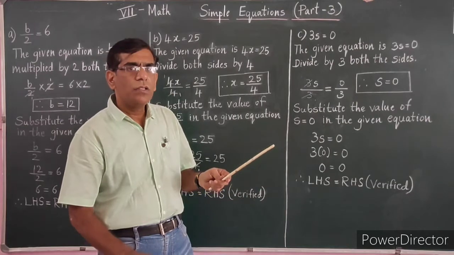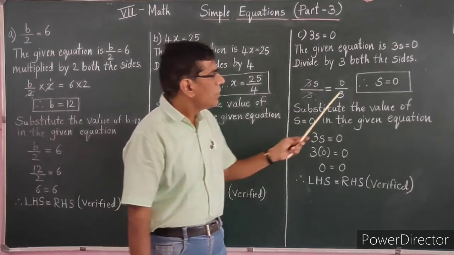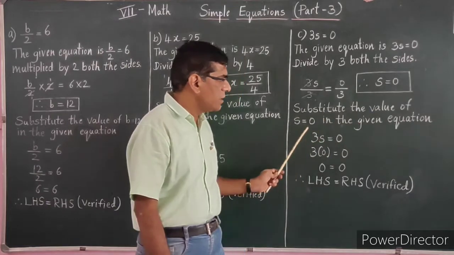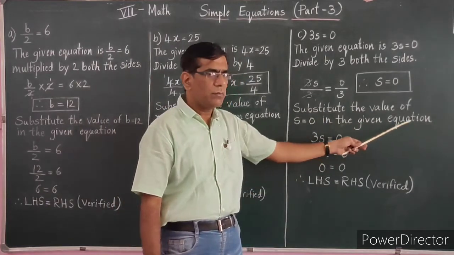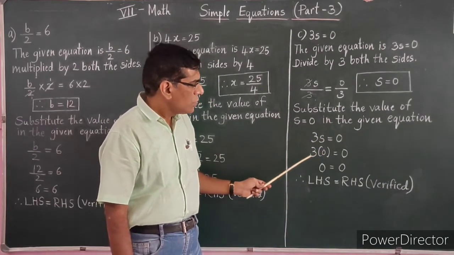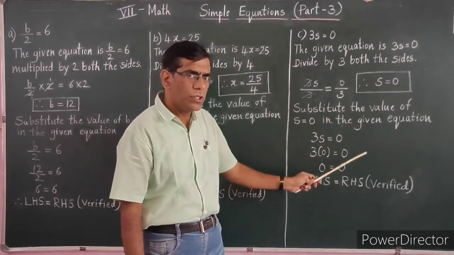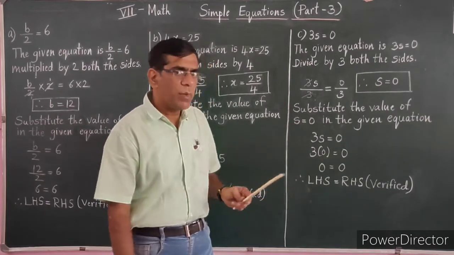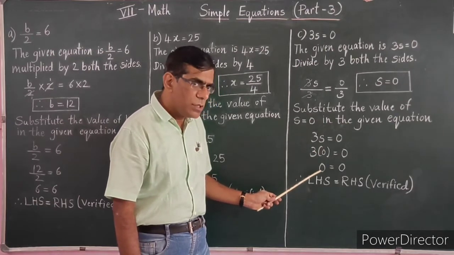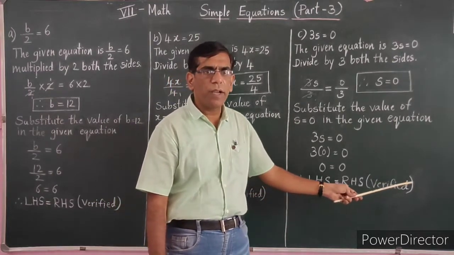Children, we know that 0 divided by any number is 0. Therefore, s is equal to 0. Substitute the value of s equal to 0 in the given equation 3s is equal to 0. 3 into 0 is equal to 0. Children, we know that any number multiplied by 0 is 0. Here also 3 into 0 is 0. Therefore, LHS is equal to RHS verified.